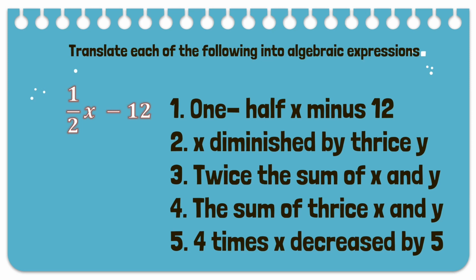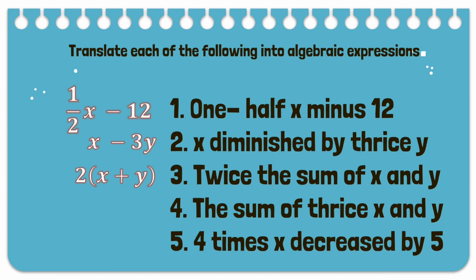Next, x diminished by thrice y. So, the word diminish is represented by minus symbol, diba? Or subtraction symbol. So, yung x, binawasan natin ng 3y. Next, twice the sum of x and y. So, twice yung sum daw ng x and y. So, gagamit tayo ng open and close parenthesis para mapakita natin na yung twice ng sum ng x and y.